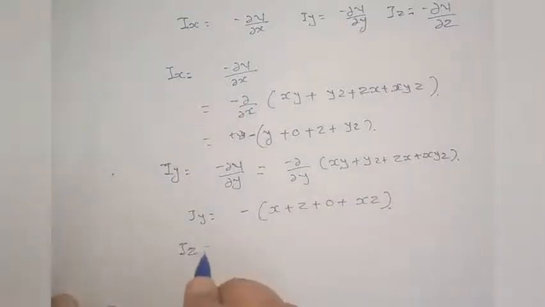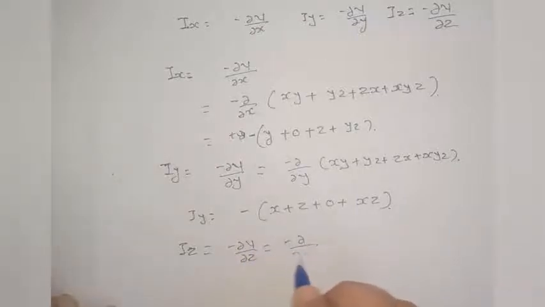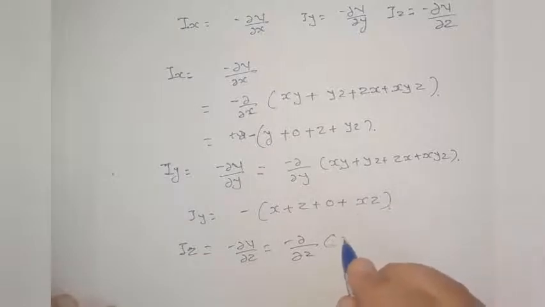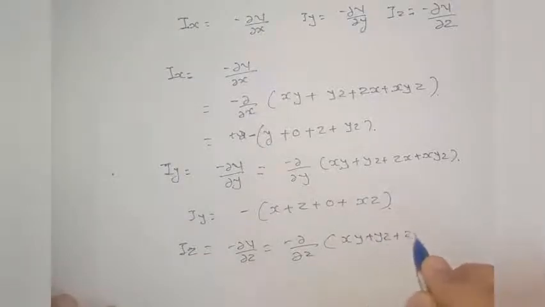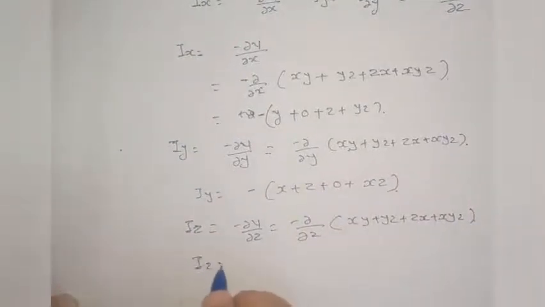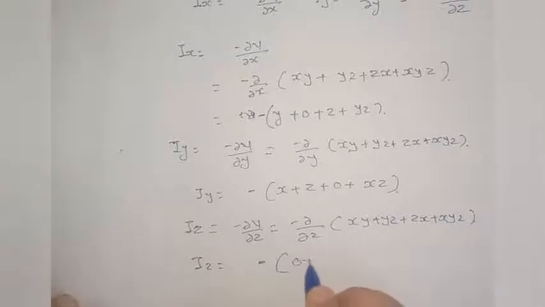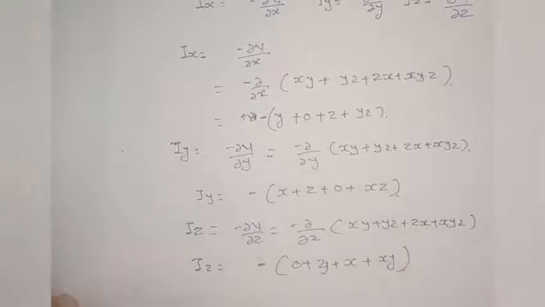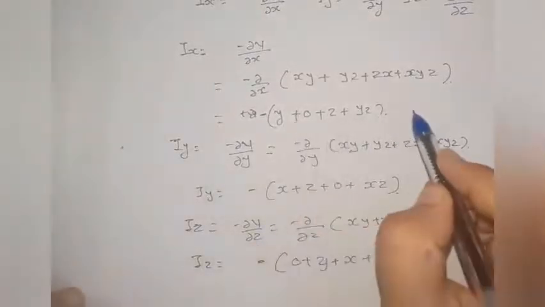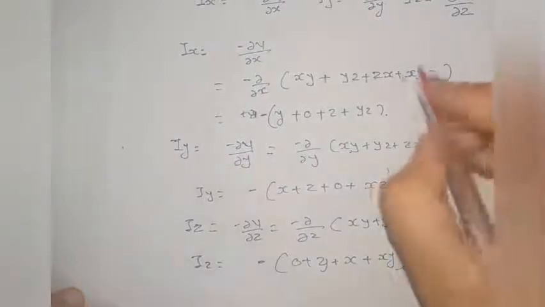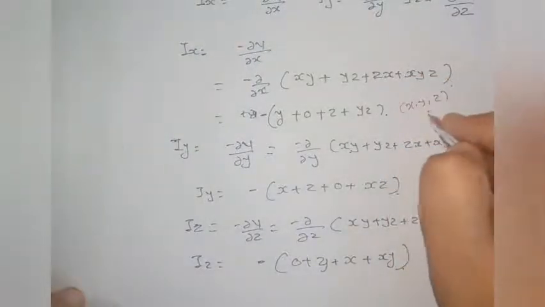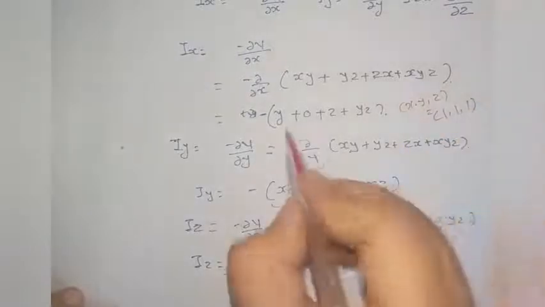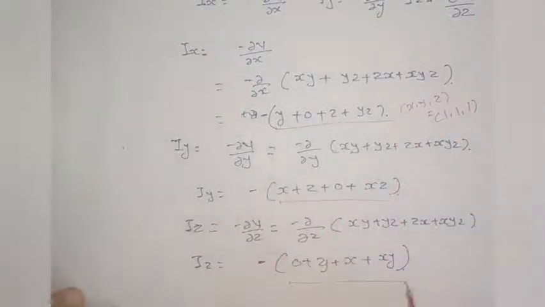Same way, finding the z component, that is minus del V by del z, is equal to minus del by del z of xy plus yz plus zx plus xyz. So Iz will be equal to minus of 0 plus y plus x plus xy. Now put the values of x, y, z equal to 1, 1, 1 in these values of Ix, Iy and Iz.